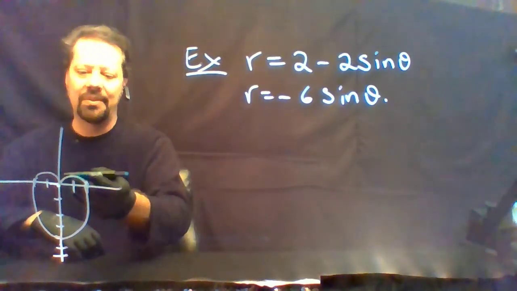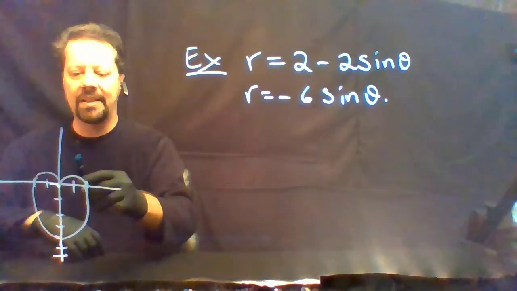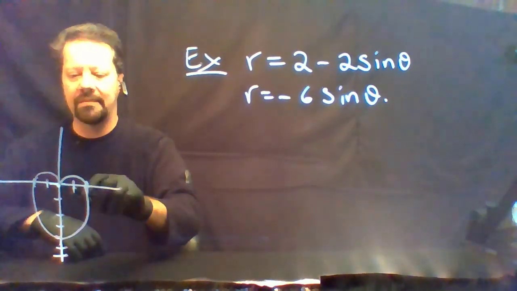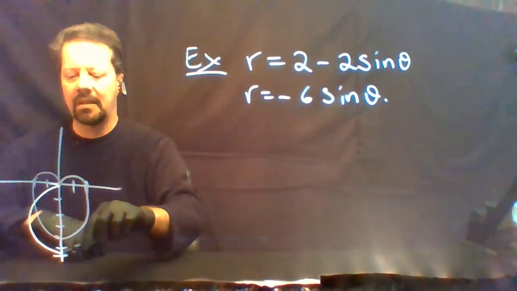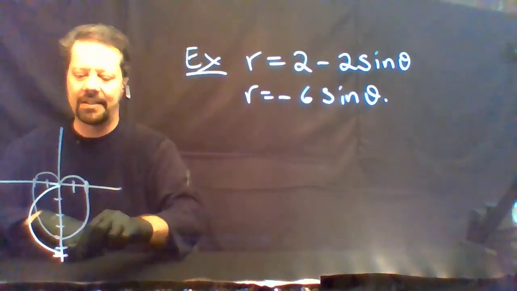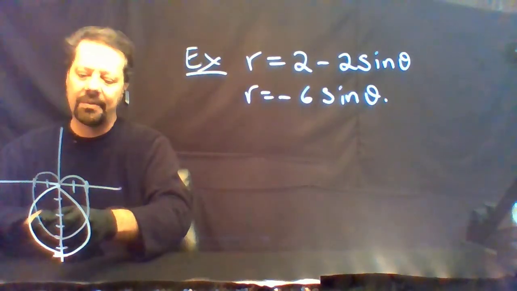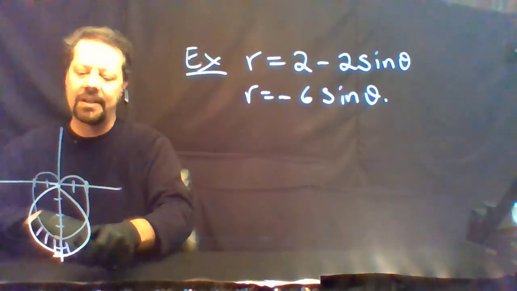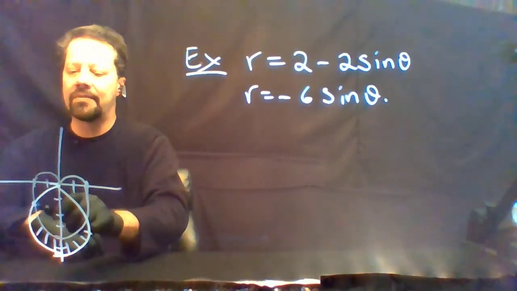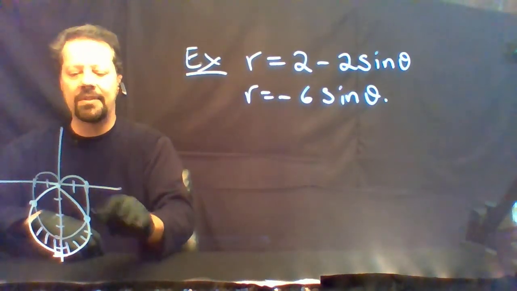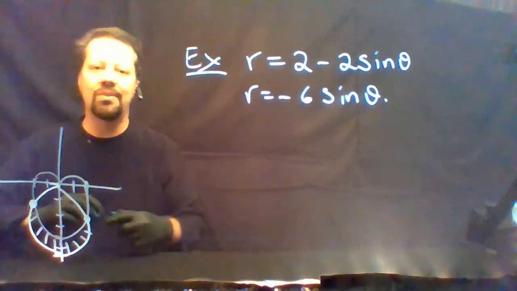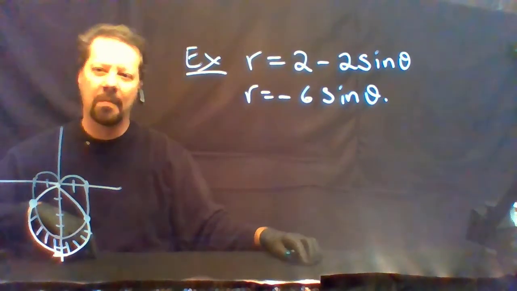By the time you get to, so the radius goes to negative 6. By the time you get to pi, the radius is back to 0. What I want to do is find the area of the region between these two curves. So the first step is to figure out where it is that these two curves intersect.